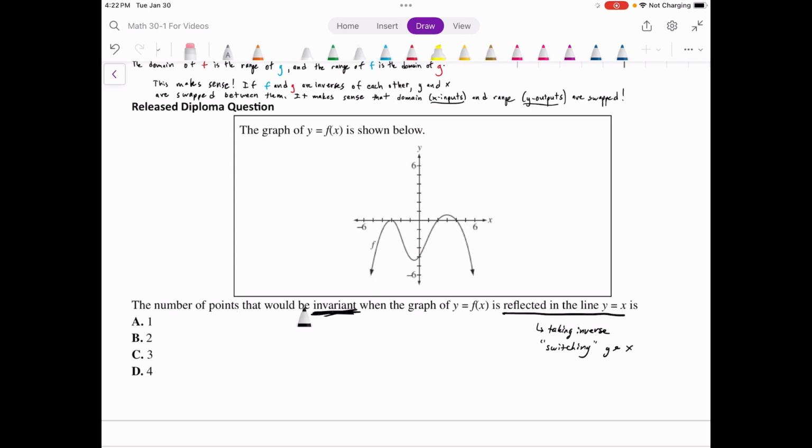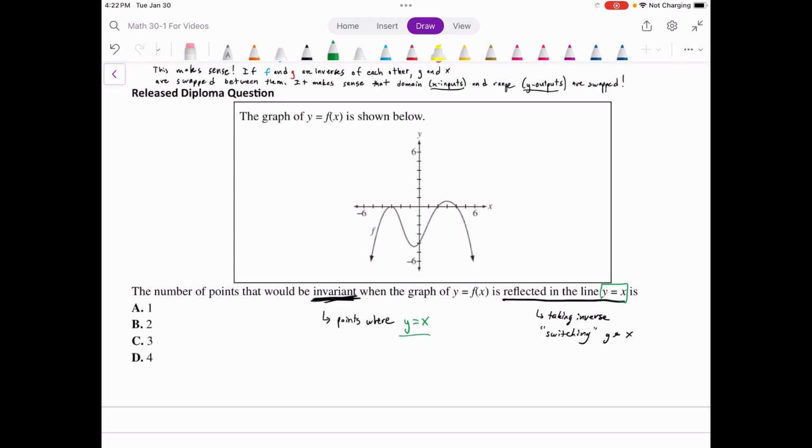The number of points that would be invariant, well, what's going to be invariant when we swap y and x, or when we reflect in the line y equals x? Points where y equals x. That's where we're going to see invariant points, because if we're at the point 1, 1, for example, switching the x and the y is still just going to give us 1, 1.